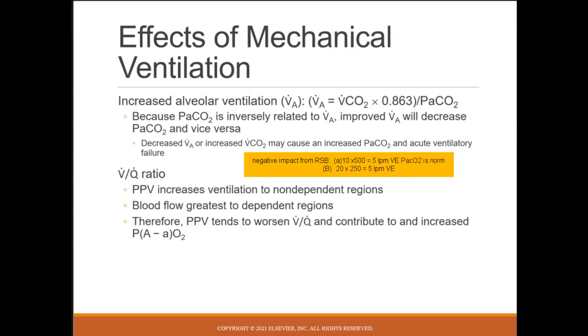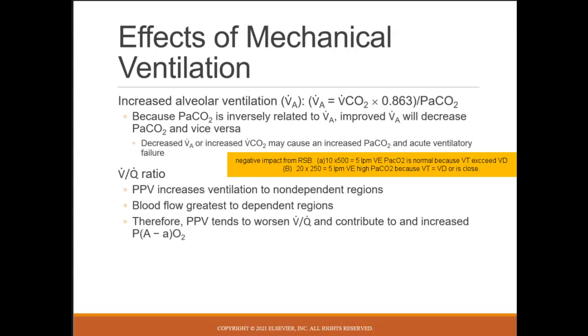PaCO2 is normal because VT exceeds dead space, VD. In patient B, this patient would have a high PaCO2 because VT is, let's say, equal to VD or close. So most of the gas in patient B isn't participating in gas exchange.